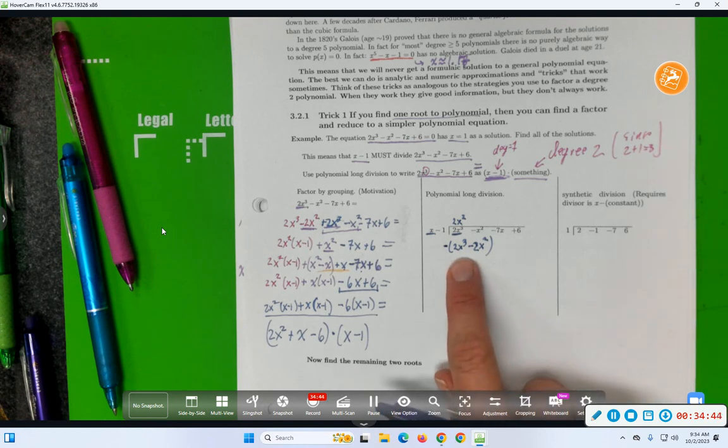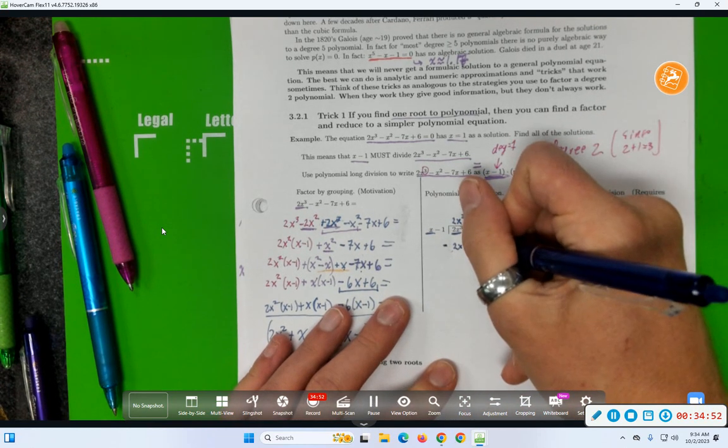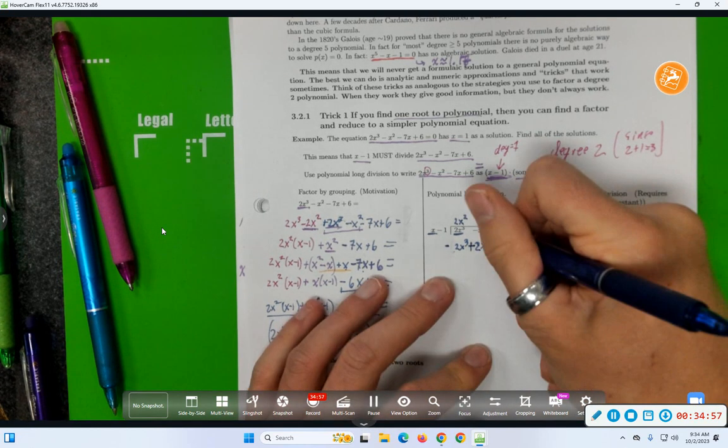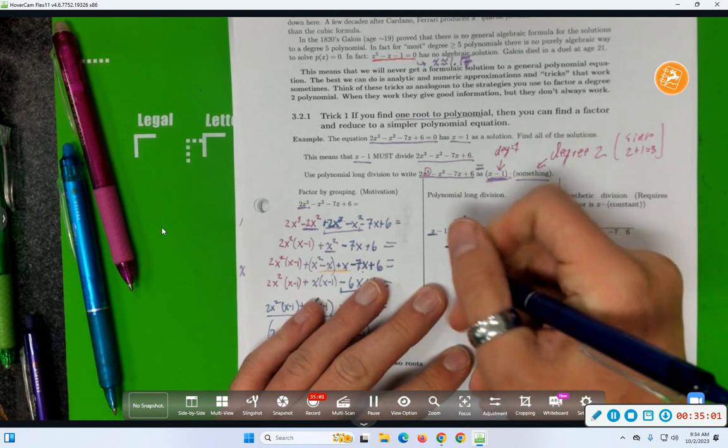So this is why I said I was going to take advantage of erasing. I'm going to distribute that minus sign. And I'm going to do it by just erasing this parentheses and turning that minus into a plus. And I guess I need to erase this parentheses too. And now do the subtraction. 2x cubed minus 2x cubed is 0.